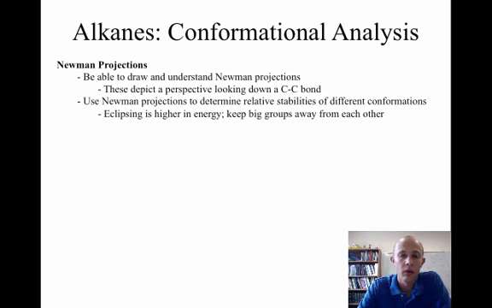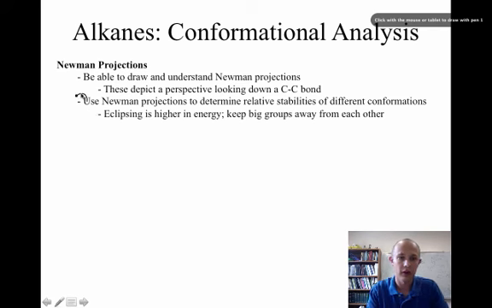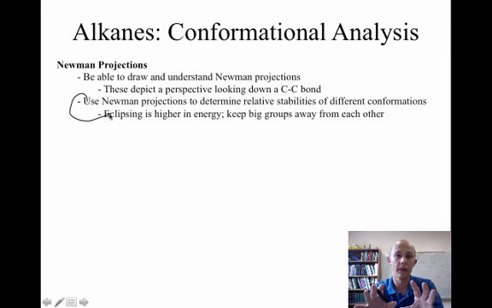So what's important here? Well, we just talked about Newman projections. You want to be able to look at any molecule and draw a Newman projection and analyze the relative energies of the different Newman projections. How do we do that? When you're drawing a Newman projection, you're looking down a carbon-carbon bond. Be able to figure out what's in the front and what's in the back. Then, more importantly, use Newman projections as a tool to evaluate the relative stability of different conformations, remembering that eclipsed conformations are always going to be higher in energy than staggered, and that if possible, it's going to be lower in energy to keep larger groups away from one another.